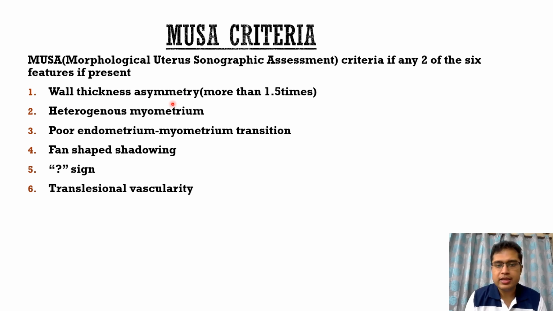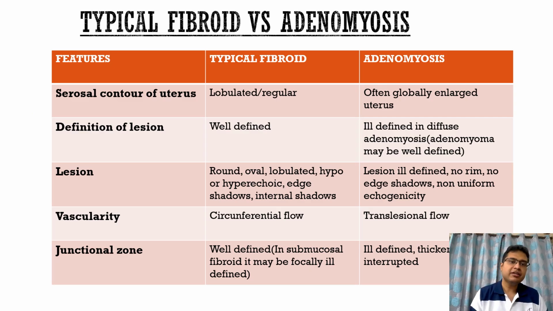The features are wall thickness asymmetry, typically more than 1.5 times, heterogeneous myometrium, poor endometrium-myometrium transition, fan-shaped shadowing, question mark sign, that is a retroverted uterus, and translesional vascularity. If any two of these features are present, we can say that this patient is having adenomyosis. So coming to the basic differences between a typical fibroid and adenomyosis, these are the important subheadings based on which the differences can be easily remembered.